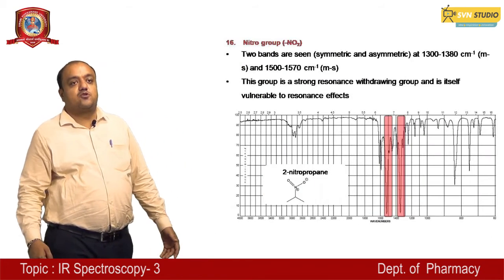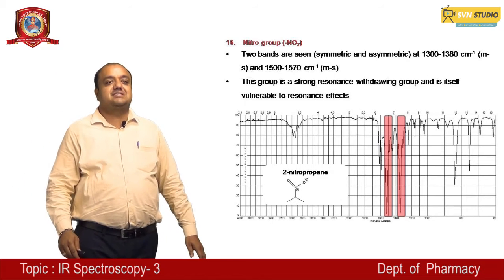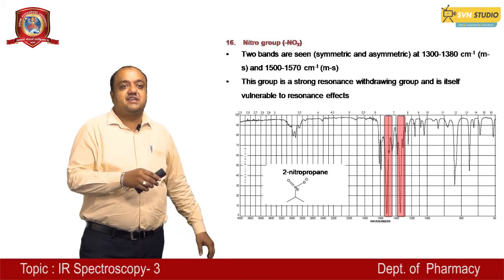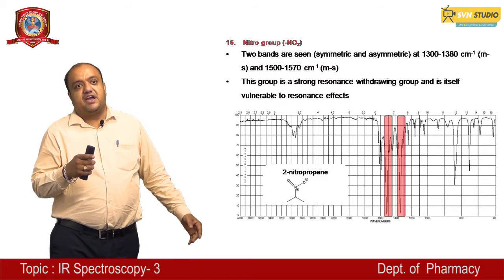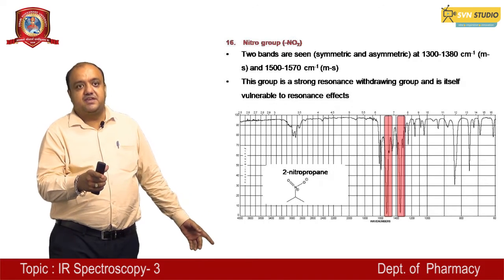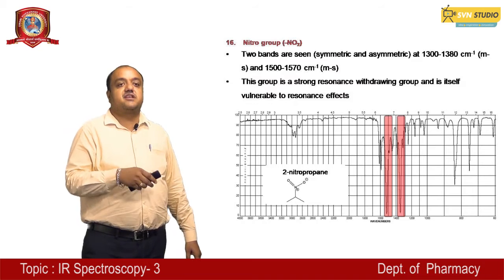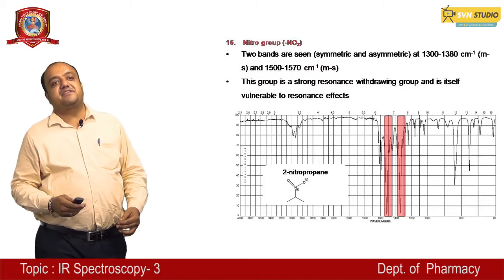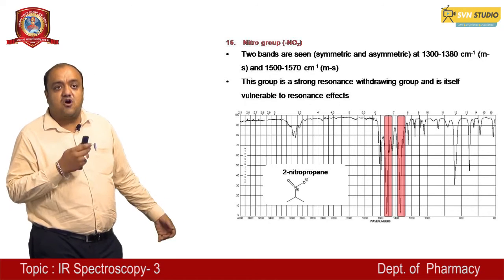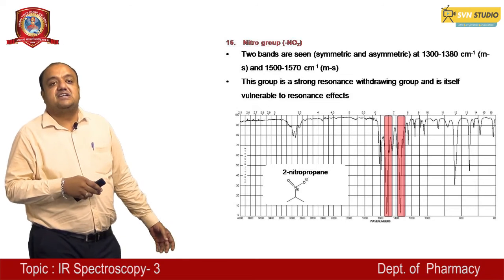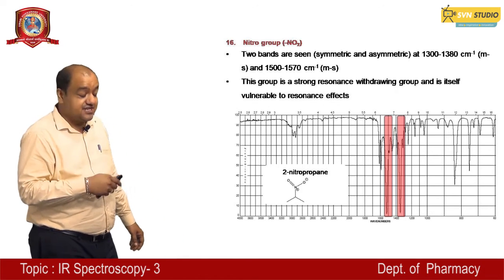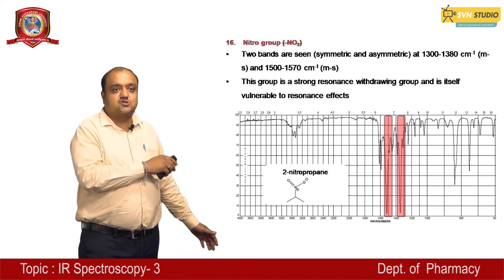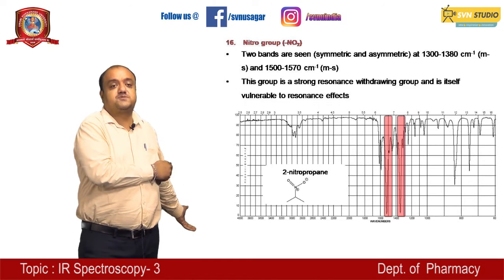Next example is the nitro group, NO2, and two bands are seen, symmetric and asymmetric stretches, which I already explained in part 1 of IR spectroscopy. Their regions are 1300 to 1380 centimeter inverse and 1500 to 1570 centimeter inverse, and this group is a strong resonance withdrawing group and is itself vulnerable to resonance effect. For example, 2-nitropropane, and their spectra are showing in these regions and absorptions.